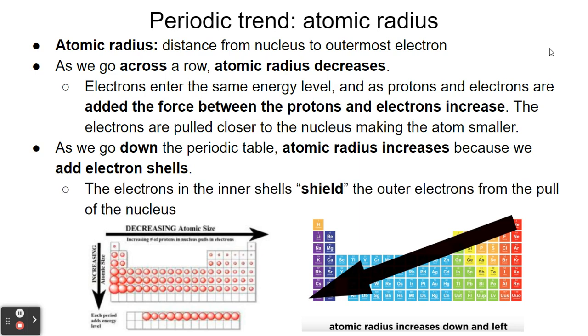Now, another important part about going down the periodic table is that we have this thing called electron shielding. So when we're adding electron shells, the electrons in the inner shells are actually going to shield the outermost electrons, the valence electrons, from the pull of the nucleus. So as we go down a group in the periodic table, the atomic radius is increasing, not only because of the added electron shells, but also because of the electron shielding from the inner electrons.